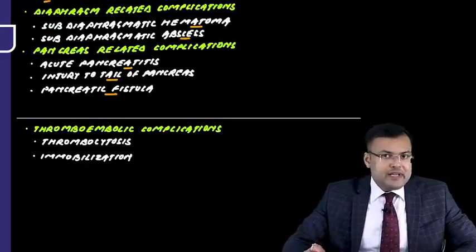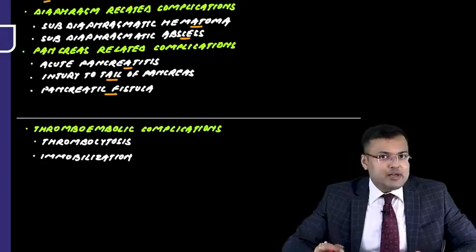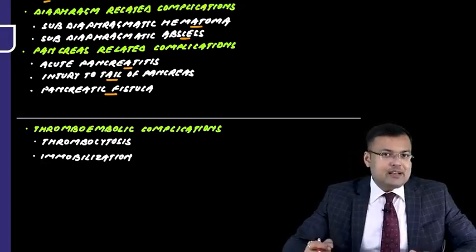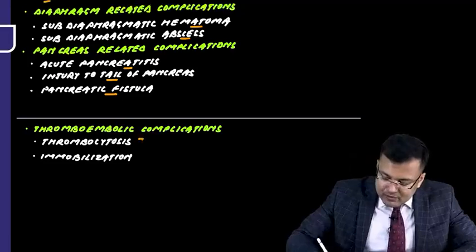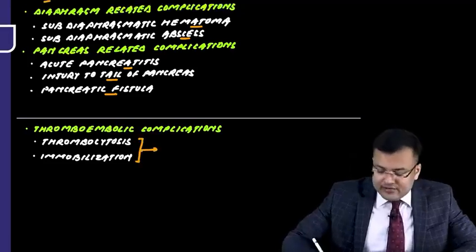You know that the spleen is the storage site of blood as well as platelets. So whenever we perform splenectomy, there is an increased platelet count in the postoperative period. And because of surgery, the patient is immobilized. So because of thrombocytosis and immobilization, there is an increased risk of DVT.